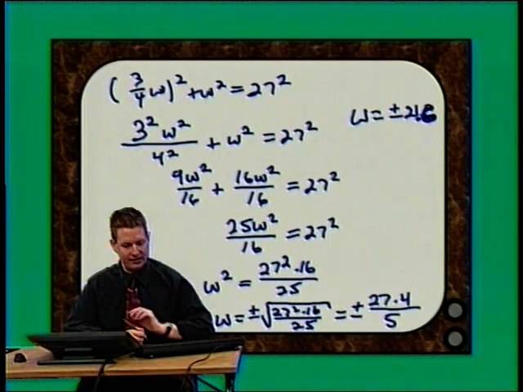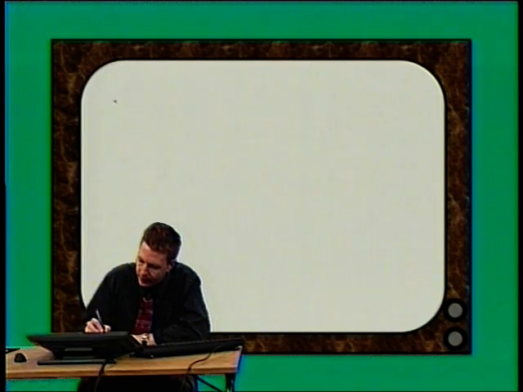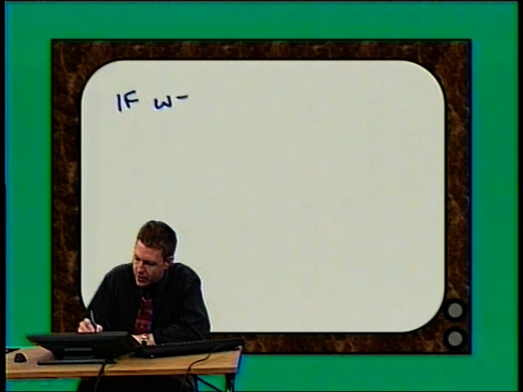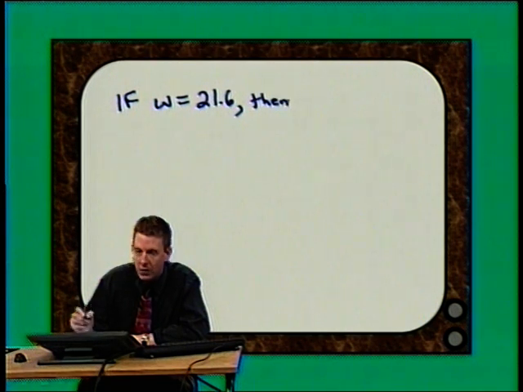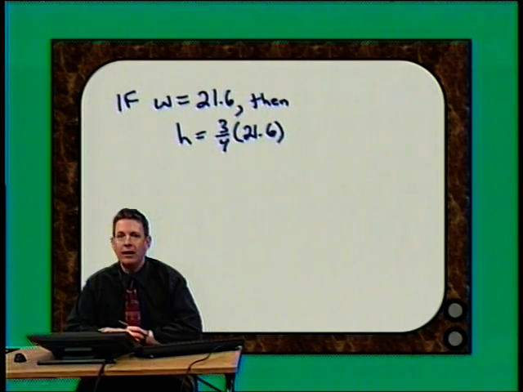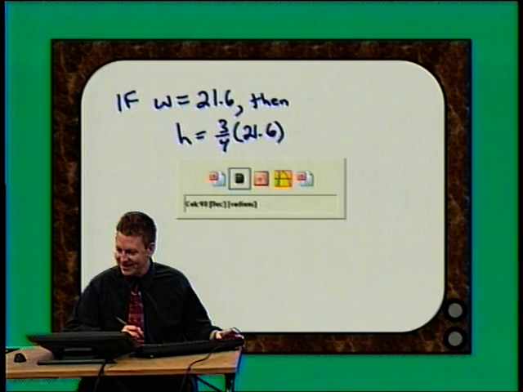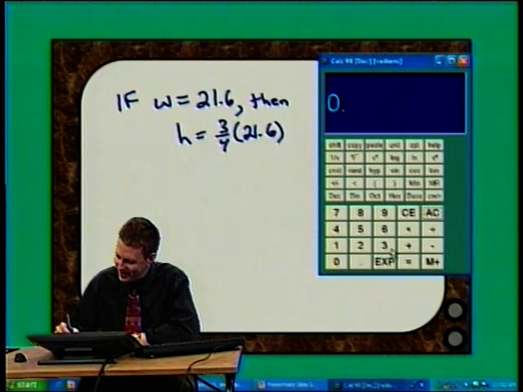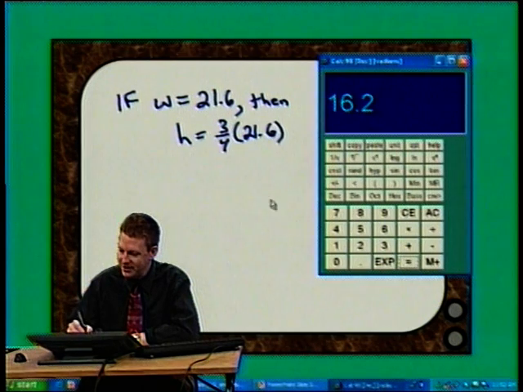But we need to check this. So if W equals 21.6, then, well, we need to see what H would be. H would be 3/4 of 21.6. Now, we did some superhuman arithmetic on the last screen, so I think I'm going to cut myself a break and get out the calculator to figure out what this number is. So this is going to be 3 times 21.6 divided by 4. So that's 16.2.